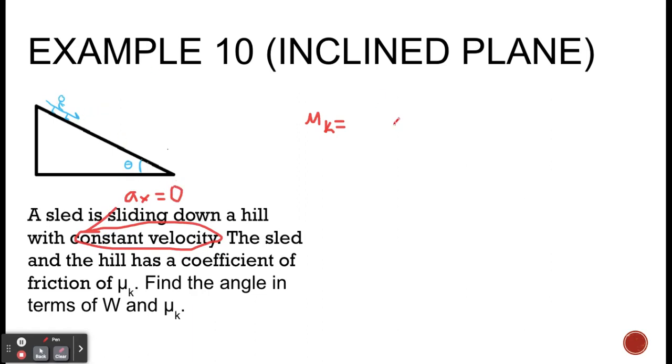And we're asked to find an expression. Basically we know from our variable manipulations in our last question that mu sub k is the tangent of the angle between the incline and the horizontal. So if you want to solve for the angle, to get theta by itself, we would take the inverse tangent of mu sub k. So if you know the coefficient of friction and you don't know the angle of the incline, you can take the inverse tangent of mu sub k to get that angle.